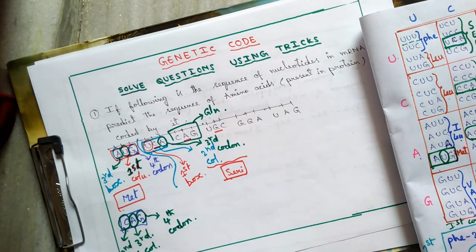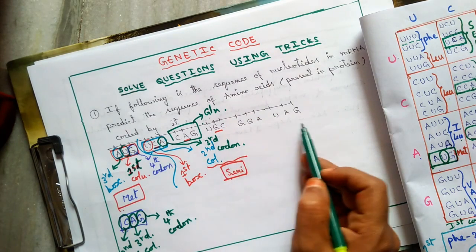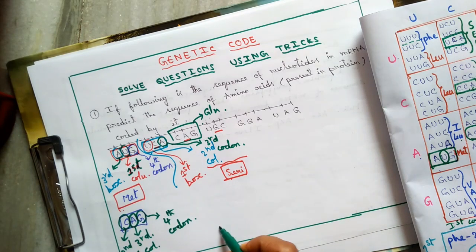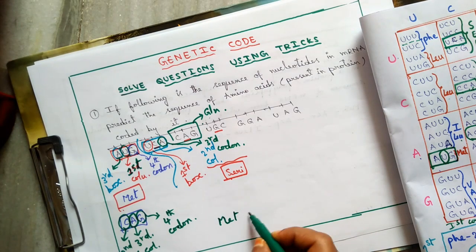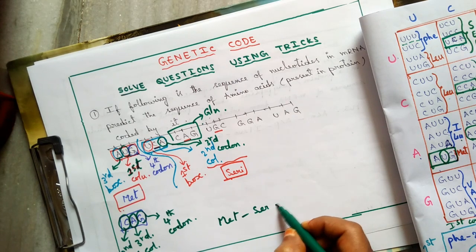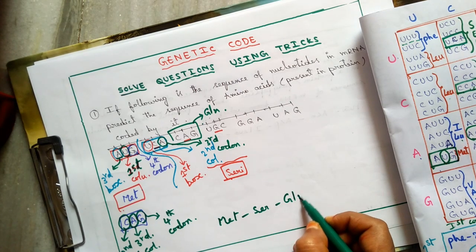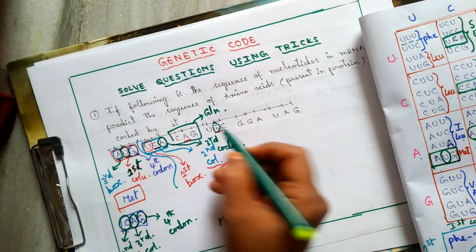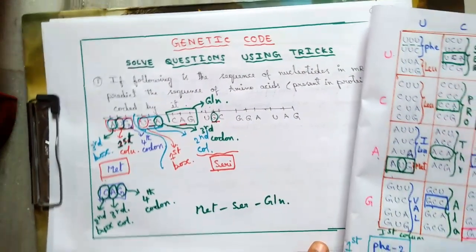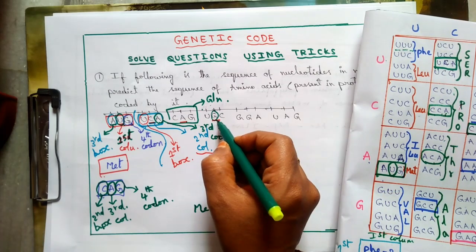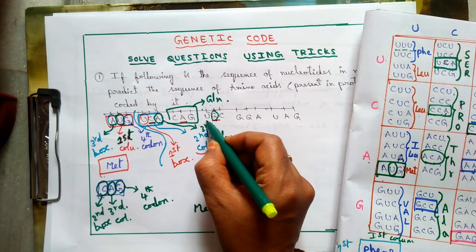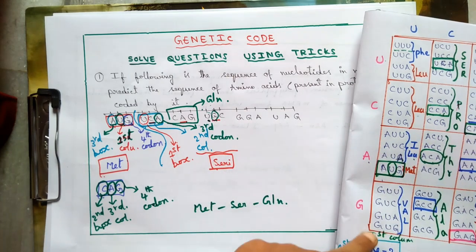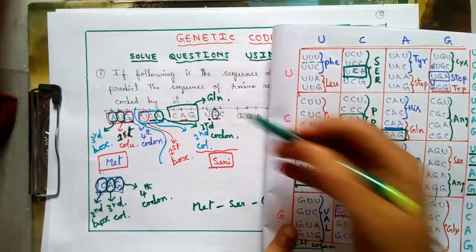GLN. Next, like this you translate all these codons into amino acids. Methionine first, then the second one codes for serine, then glutamine. Now UGC. The center base is G, which means the last column, the fourth column. And the first base is U, which means the first box.